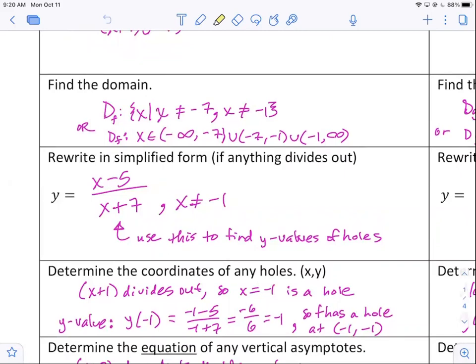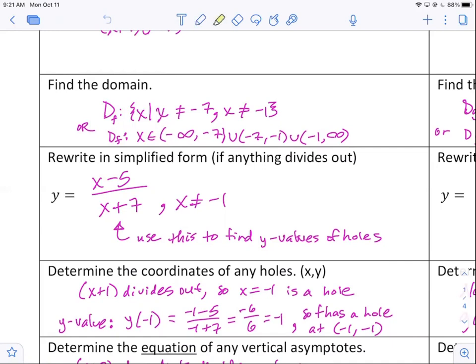It's a little bit differently worded than what we did on the warm-up where I said name any discontinuities. If it specifically says find the coordinates of the hole, if there are any, and if there are not, you just say no holes. X plus 1 divides out, so x equals -1 is a hole. You don't have to write that on your test. If you want to, that's great. I put that knowing that I wasn't going to be here to talk you through it. You looking at the key, that'll help you remember.